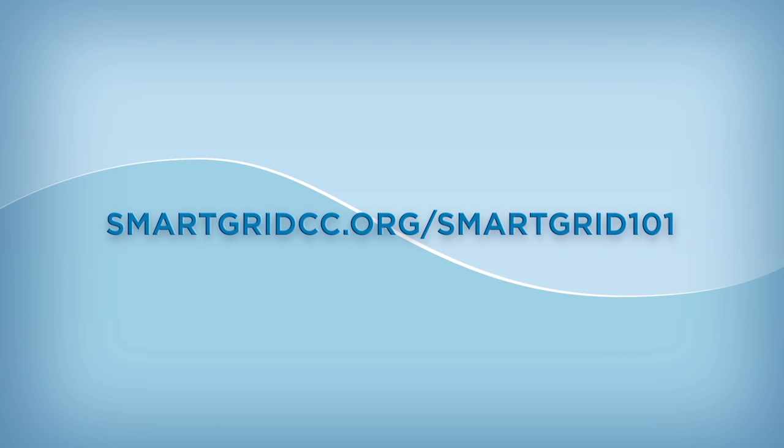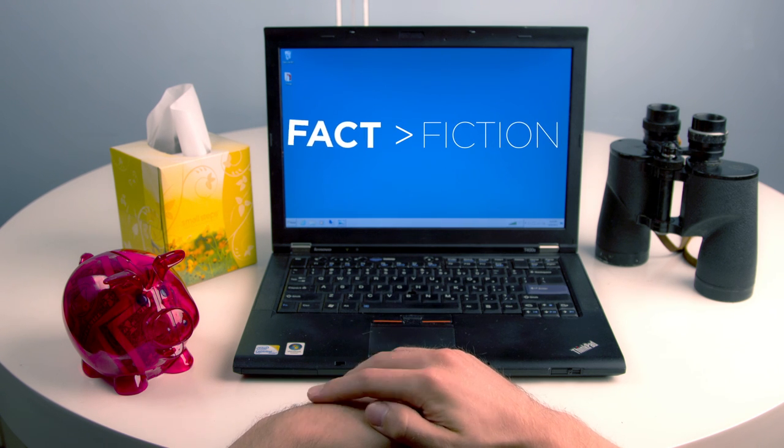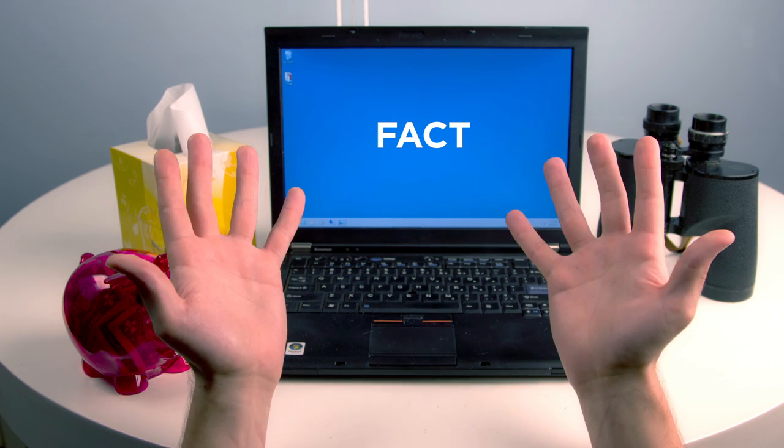Go to smartgridcc.org/smartgrid101 for more information and accurate analysis. Because remember, fact is greater than fiction. So when making a decision about smart meters, put the decision in the most capable hands, yours.